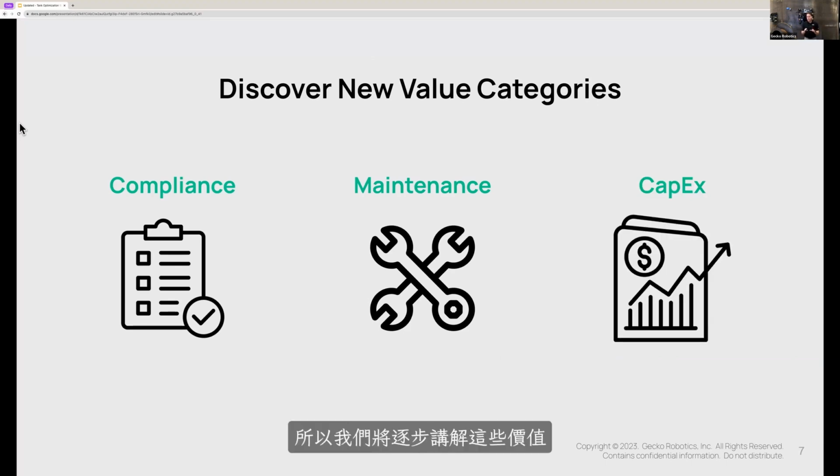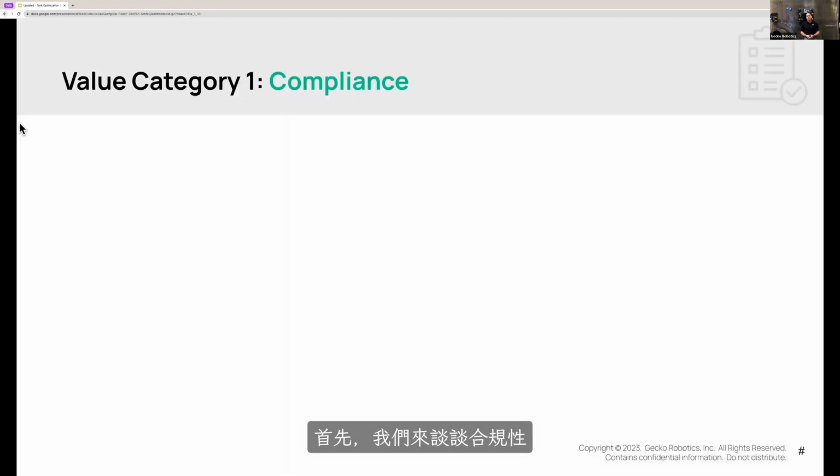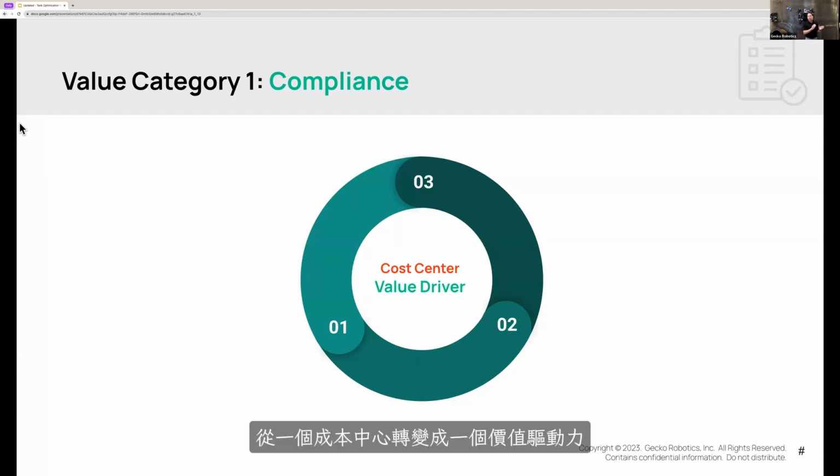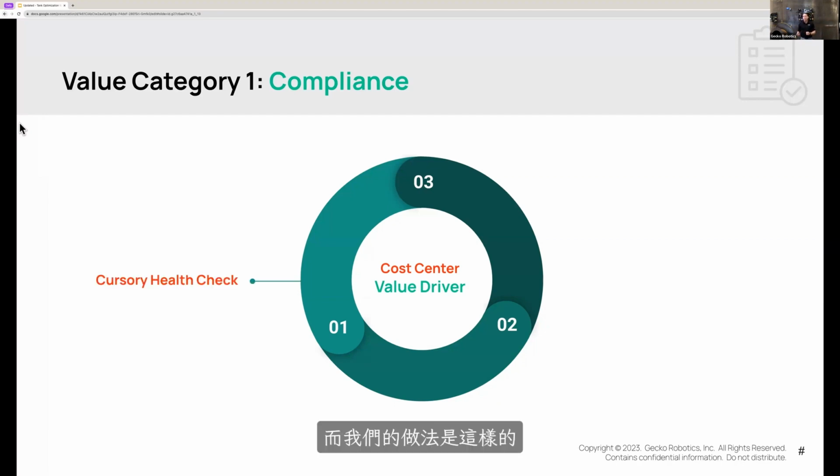So we're going to walk through each of these so that you can understand how these value opportunities come alive within your plant. And let's talk first about compliance. Now, on the compliance side, we hear from our customers that they usually think about compliance as a cost center, right? Like a necessary evil. It checks a box for compliance purposes, but it does not help them drive profit. So the first thing that we want to do is transform compliance from a cost center to a value driver. And here's the way that we go about doing that.